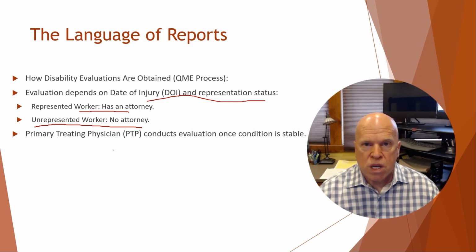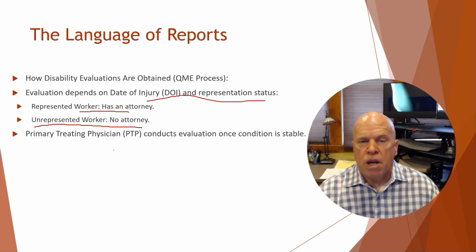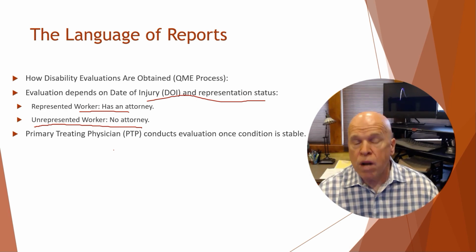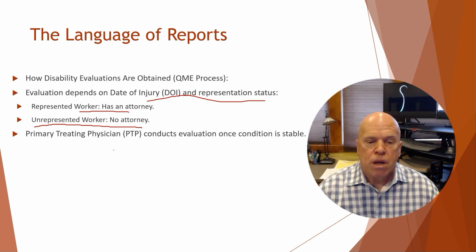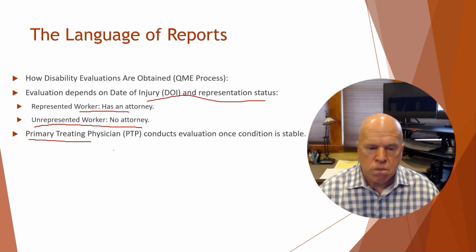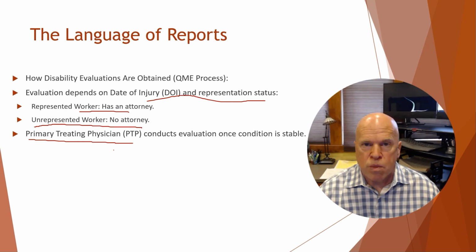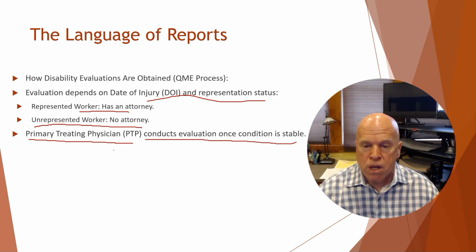So the whole process begins first, and usually this is the general scenario, but of course everything that we're talking about has exceptions and weird case scenarios. But in general, for accepted cases, you'll have an injured worker who's been receiving treatment from a primary treating physician, known as the PTP. And then when the PTP determines that the examinee, the patient, or the injured worker is at permanent and stationary status, the primary treating physician does a permanent and stationary evaluation.